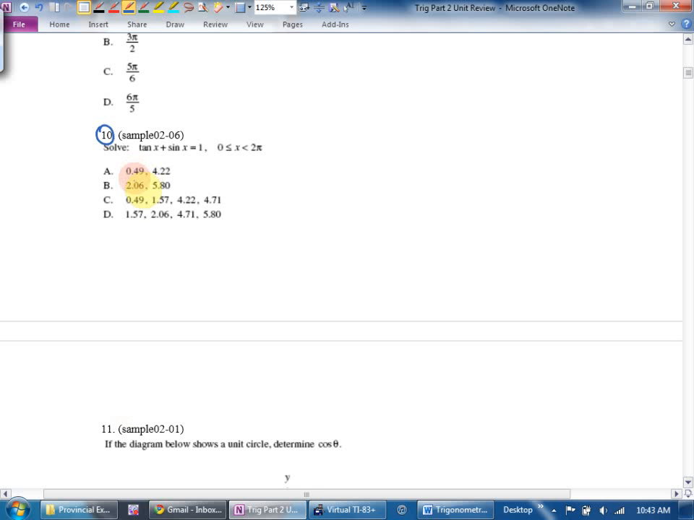Because if 0.49 is a solution, it's either A or C, and you'd be able to figure out whether there's 4 or 2. If it's not 0.49, it's either B or D, and you'd get one of those answers. Start thinking cleverly.